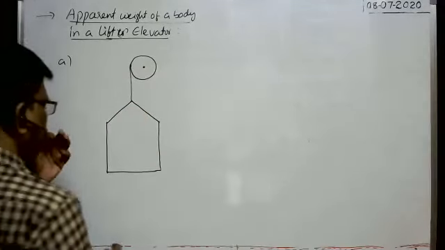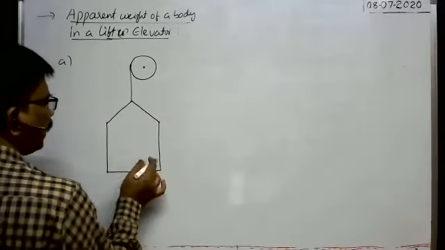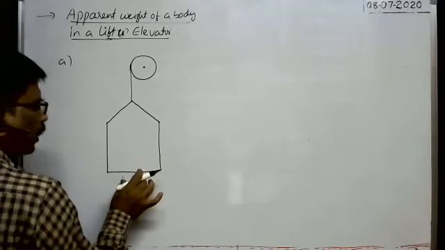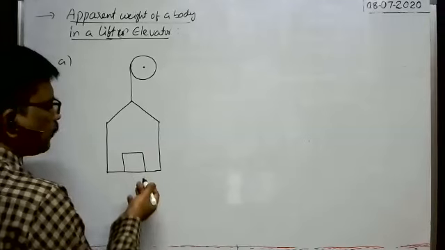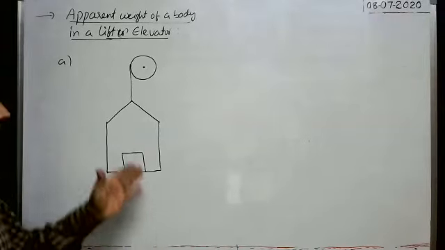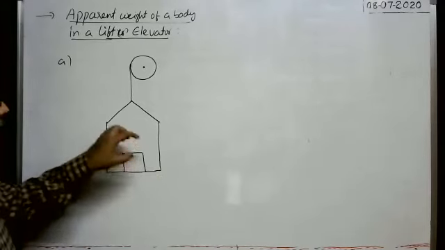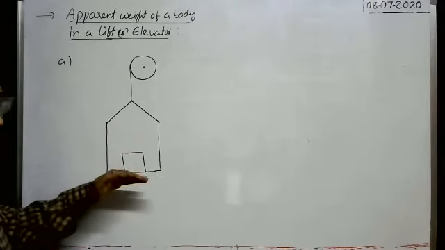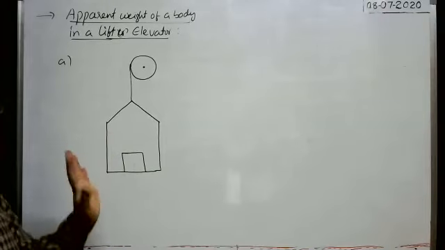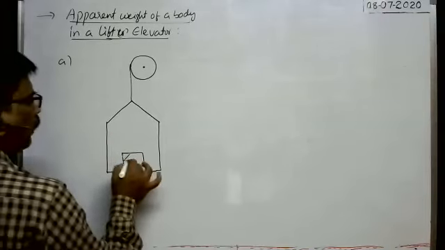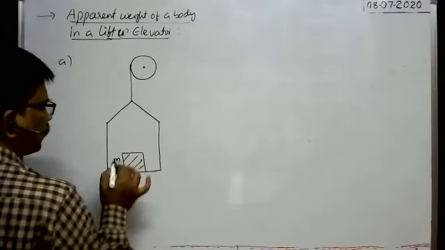Okay. Now the elevator is moving upwards. Suppose on the floor of the elevator, a body of certain mass m is kept. Of course, that may be a person. One person is standing on the floor of the lift, or a body of mass m is kept on the floor of the lift. That body may be a block or a person, whoever it may be. Here one block of mass m is kept on the floor of the lift.